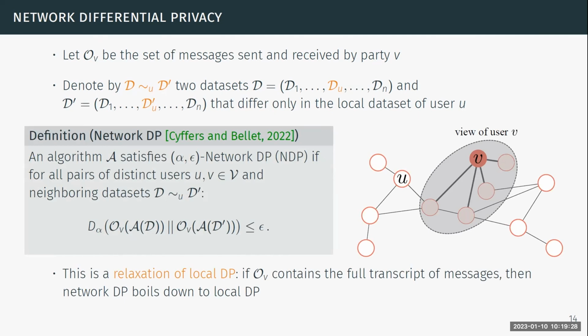If you take the view to be all the messages, then you recover local DP, because it means each user observes everything. But in practice, it's not the case. And so there is the idea that we only want to ensure this divergence is small with respect to the view of each user V when we change the data of another user. So again, if you have a complete graph, then everybody observes all the messages and you get back to it.